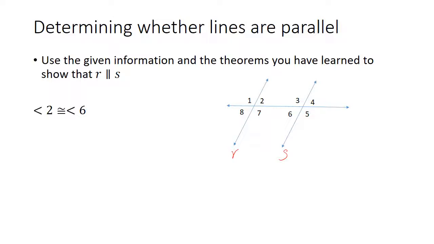So if we know that angle 2 is congruent to angle 6, those are alternating interior angles. If they are congruent, then R has to be parallel to S.